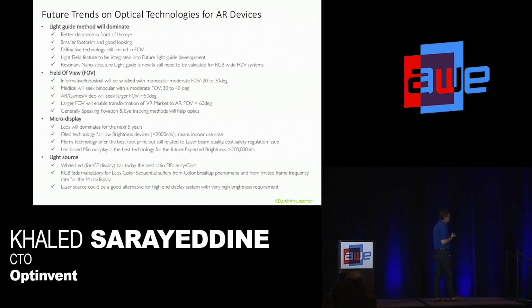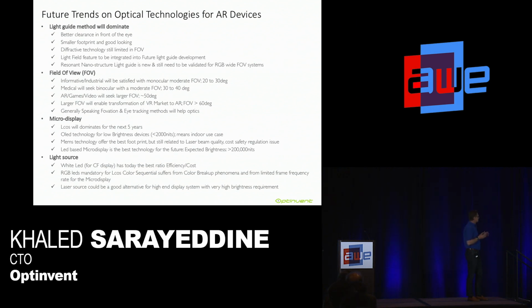If you are considering industrial applications, you don't need a large field of view. You need just information in front of the eye in industry. However, if you look at medical applications, you need higher because you need binocular, you need to see some stereoscopic information. For games, you need the highest field of view because gamers would like to have a larger field of view. And here is the opportunity: when you get a field of view larger than 60 degrees, it is a way to replace the VR by the ER, which is the main objective for ER.